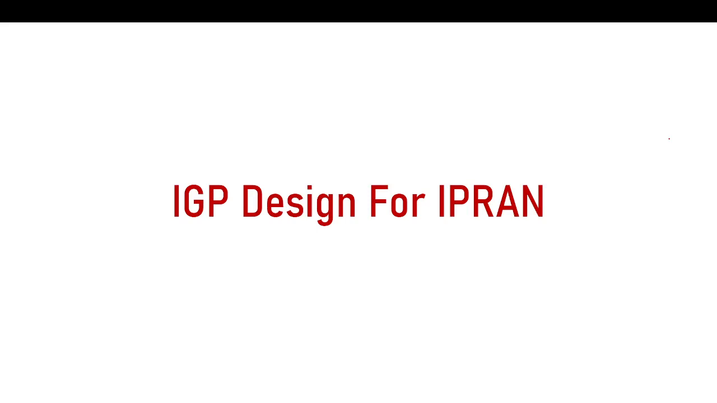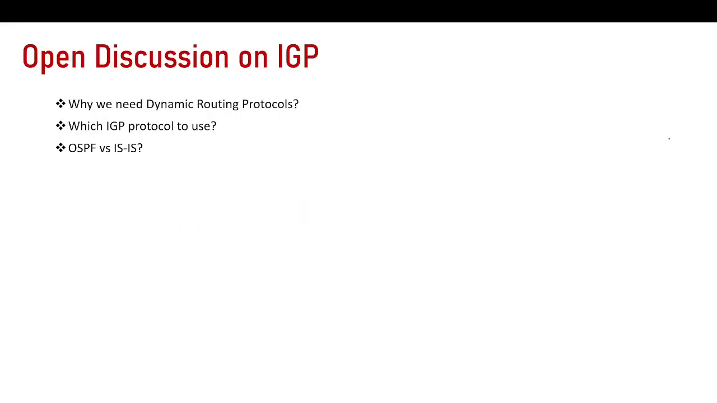The IGP protocol is purely used for the connectivity between different nodes, just to ensure that we have connectivity from node A to node B, so that when we are doing BGP on top of our network, we have reachability between the different nodes. So when we talk of IGP, why do we need dynamic routing protocols on our IPRAN network?